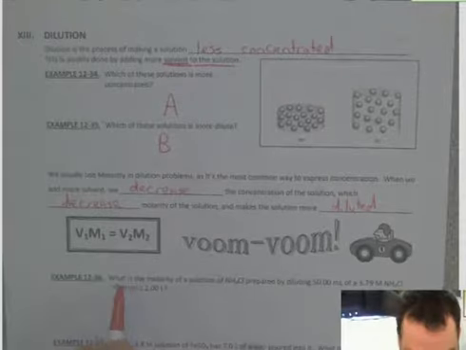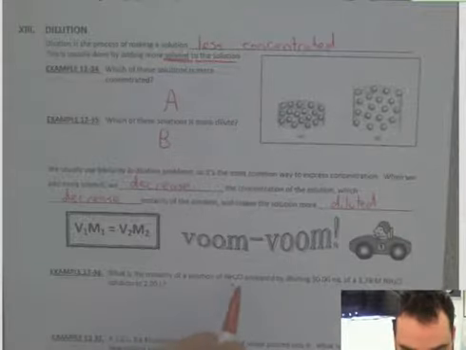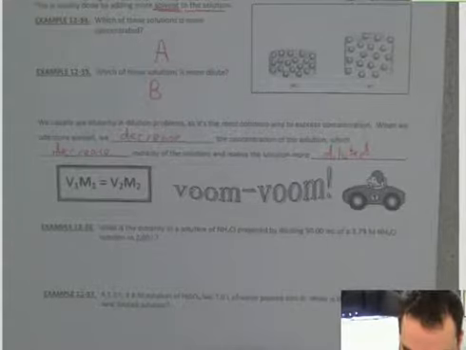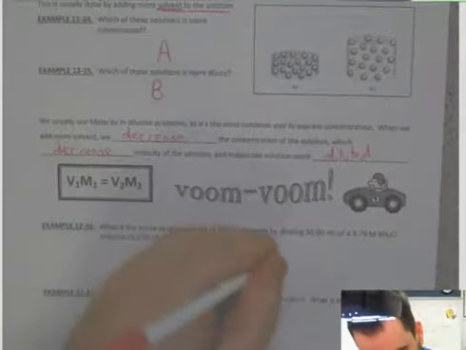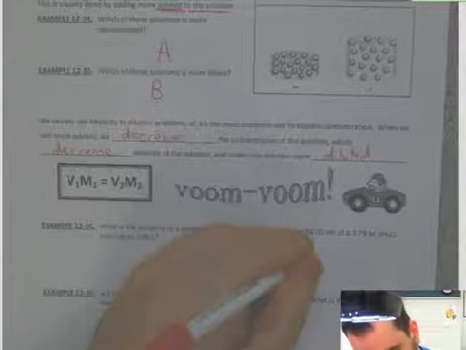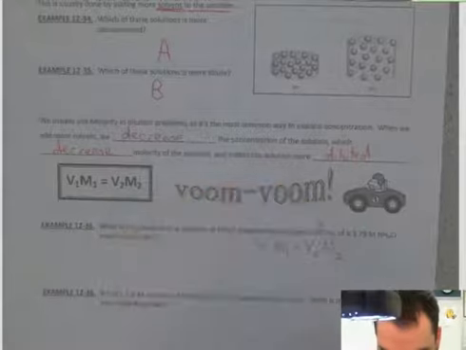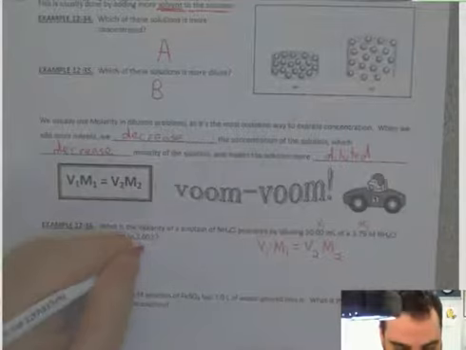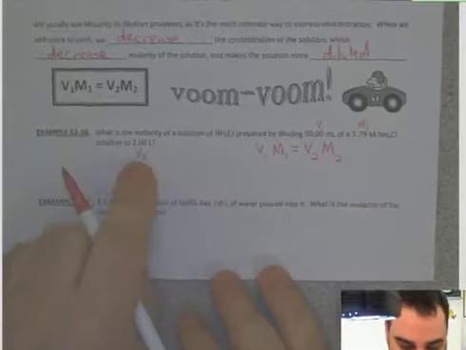So, here we go. What is the molarity of a solution of NH4Cl prepared by diluting 50 milliliters of 3.79 molar NH4Cl to 2 liters? Okay, so we're going to use V1, M1, V2, M2. This is going to be V1. This is going to be M1. Now you see this is 2 liters here. That's V2. Notice that liters does not match with milliliters here.